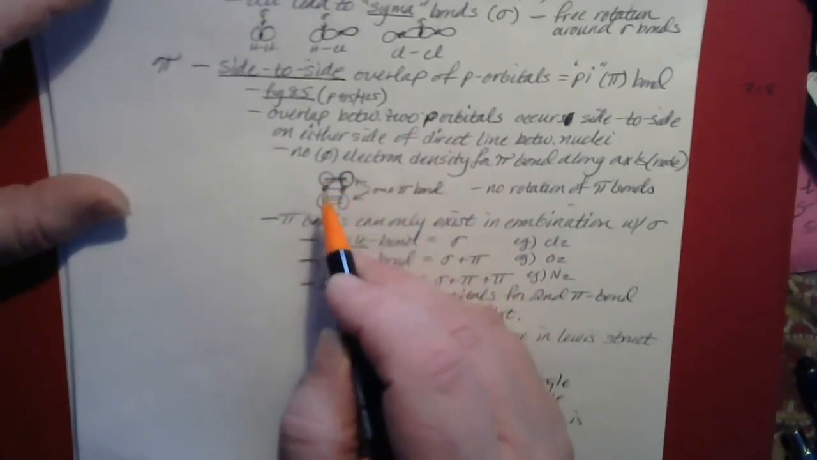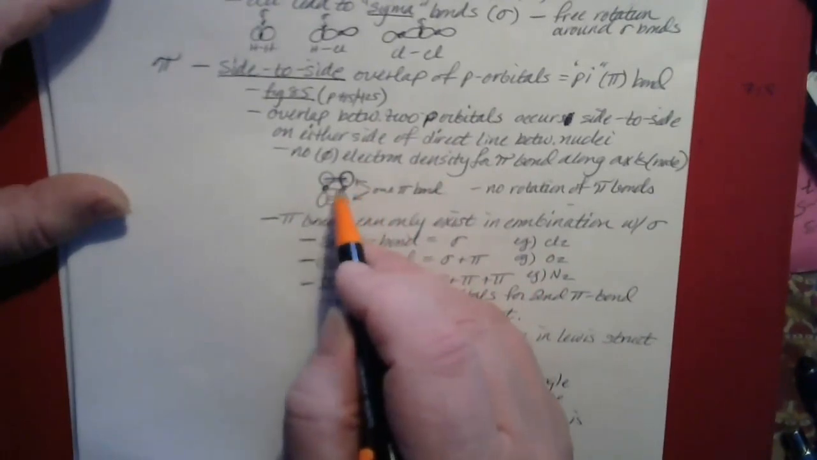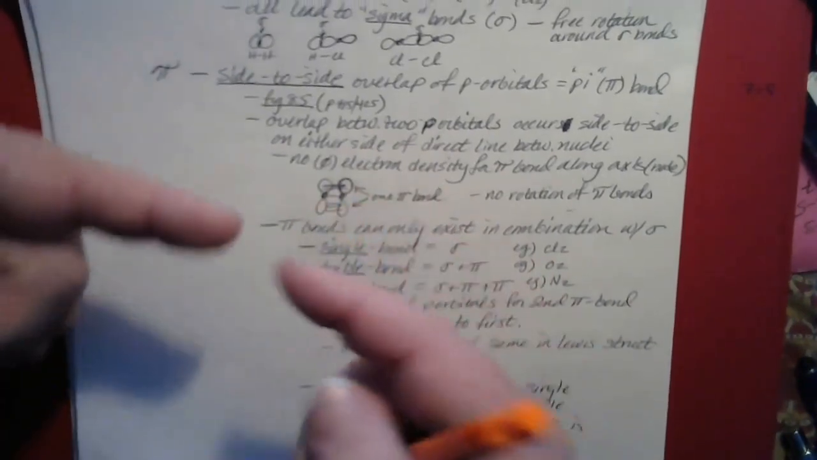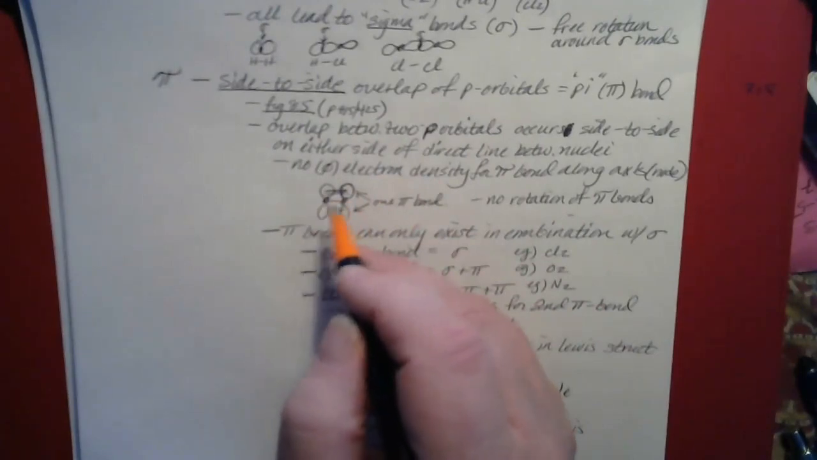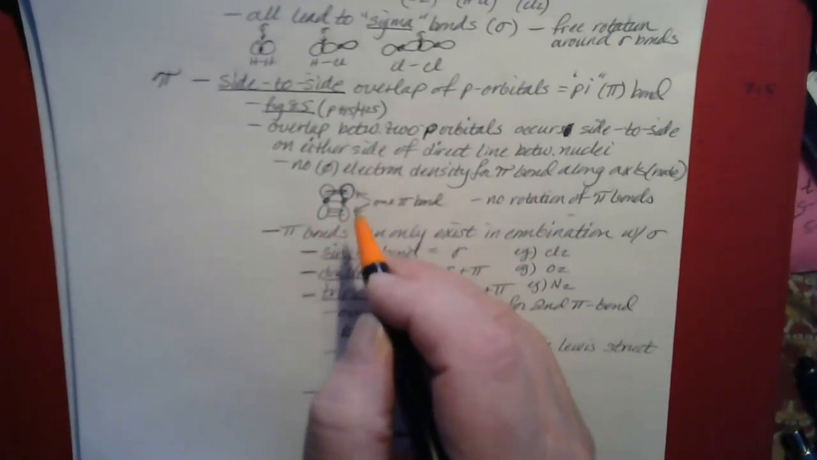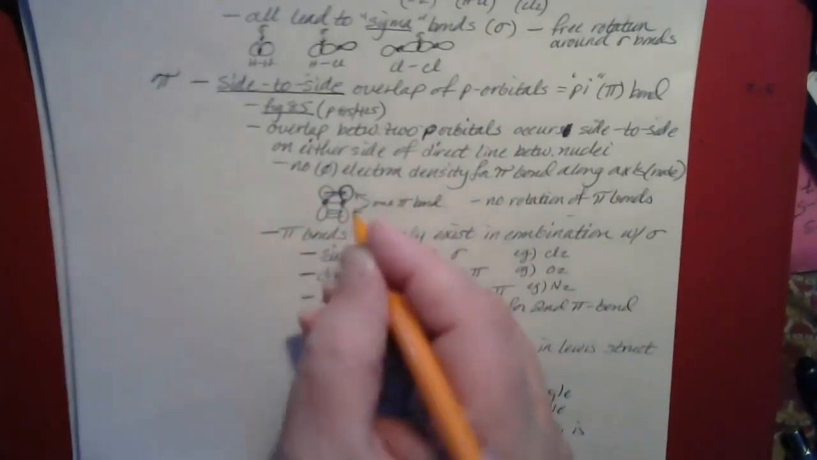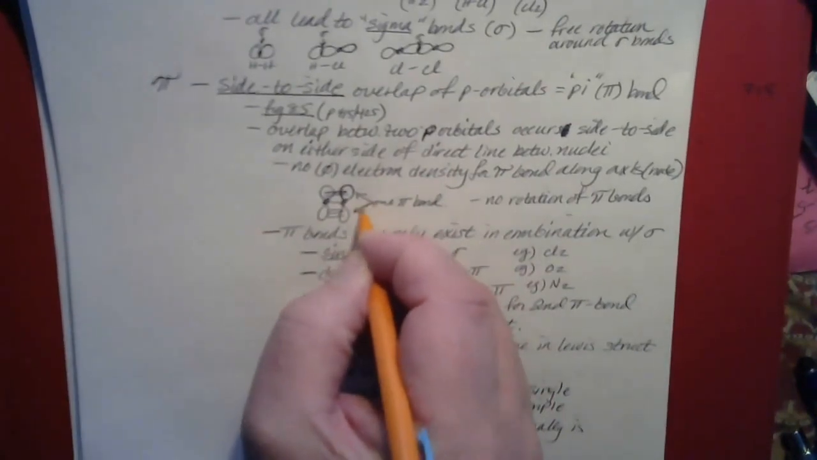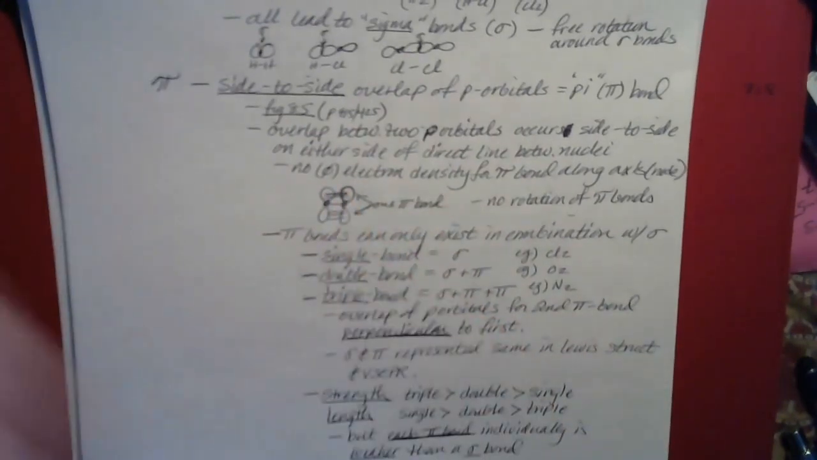And since each p orbital has 2 lobes, that means the side-to-side overlap can occur in 2 places. The way I've drawn this p orbital, it's vertical to the bond between the 2 atoms, that is, to the sigma bond between the 2 atoms. And so you would have an overlap above the plane of the sigma bond and an overlap below the plane of the sigma bond. Both of those together collectively represent 1 pi bond. So each pi bond has 2 lobes, if you want to call them that.